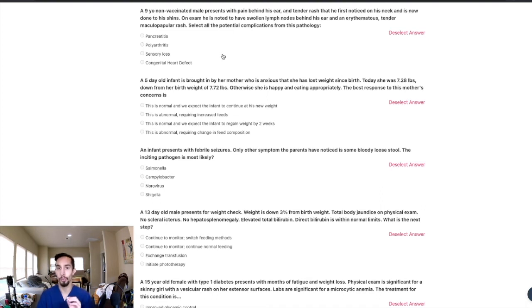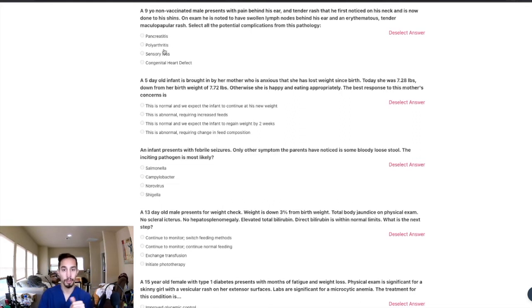So you need to know what is going on and what would you say is the most likely etiology of this constellation of symptoms? Right, rubella. So then you think, well, what can rubella cause? Is it often a cause of pancreatitis? I would argue probably not. Polyarthritis?